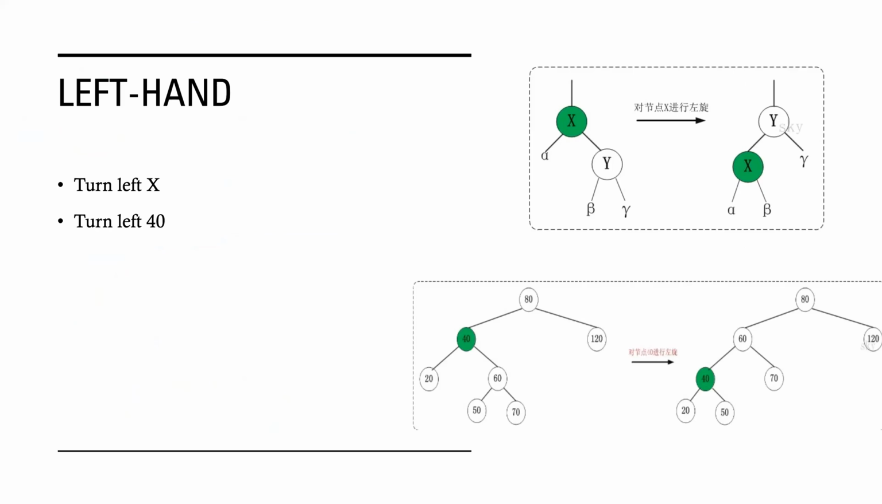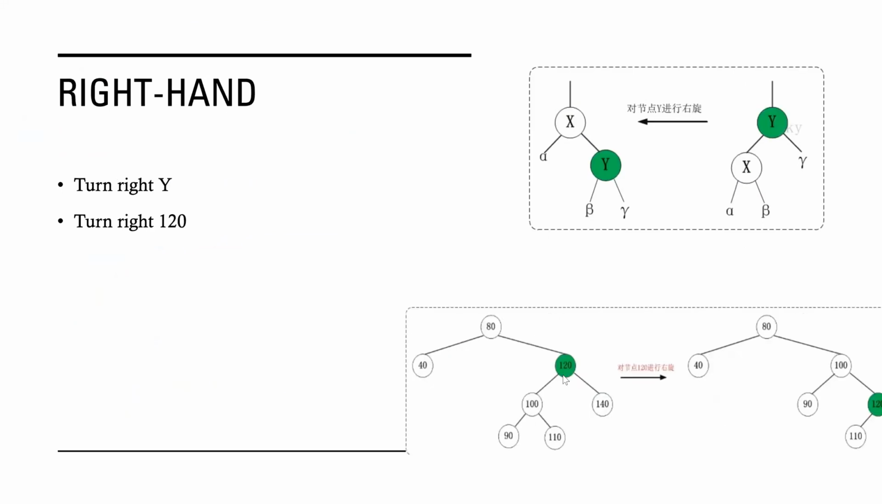Here are two examples to show how to turn left a node. First, his right child node becomes his father. Second, his grandson node becomes his brother node. We can see the 40, how we turn left the 40. Turn right is very similar. The only difference is his left child node becomes his father node. We can see the Y, how we turn right Y, and how we turn right the 120.